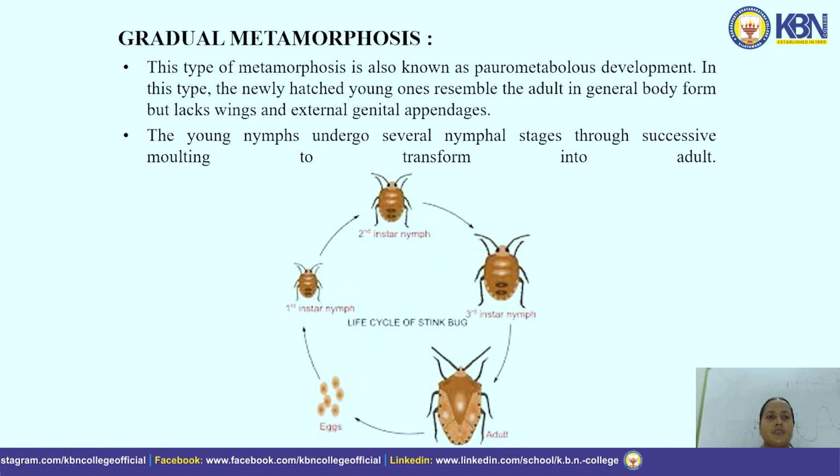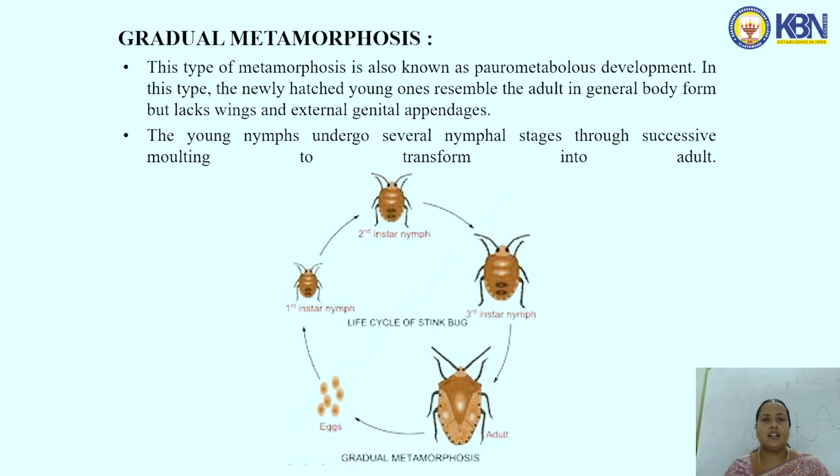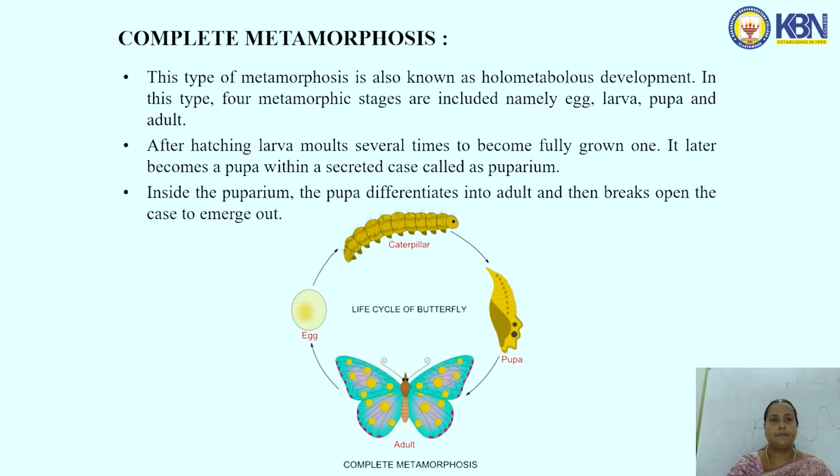Gradual metamorphosis. This type of metamorphosis is also known as paurometabolous development. In this type, the newly hatched young ones resemble the adult in general body form but lack wings and external genital appendages. The young nymphs undergo several nymphal stages through successive molting to transform into adults.